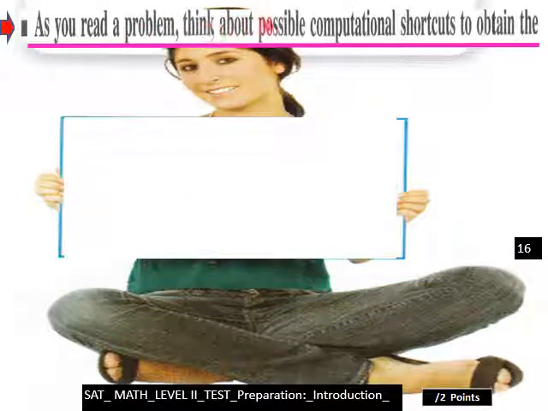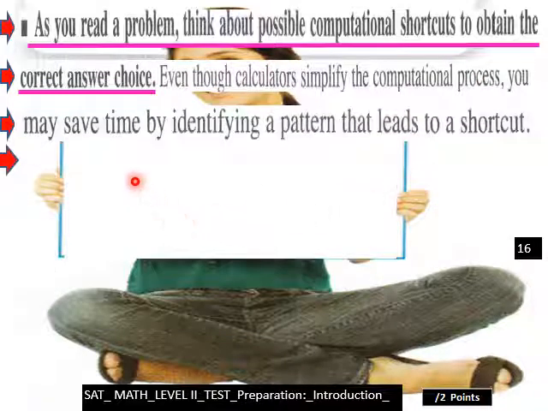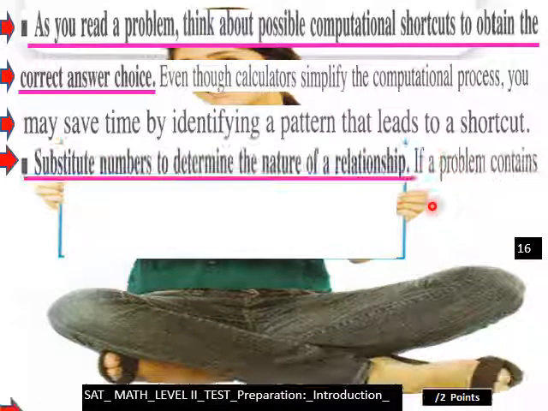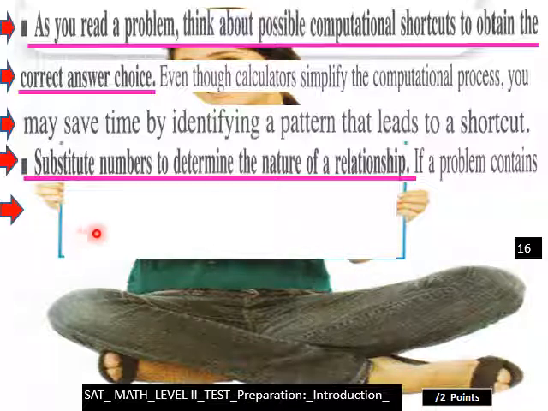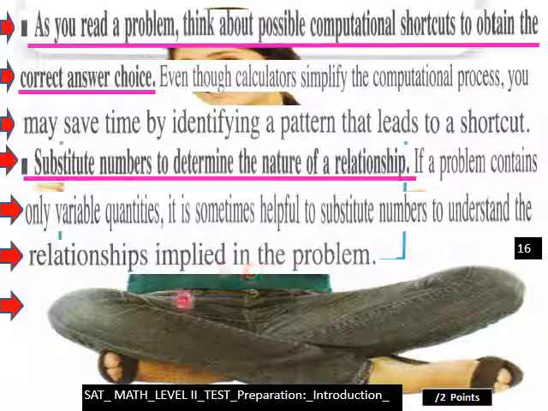As you read a problem, think about possible computational shortcuts to obtain the correct answer choice. Even though calculators simplify the computational process, you may save time by identifying a pattern that leads to a shortcut. Substitute numbers to determine the nature of a relationship. If a problem contains only variable quantities, it is sometimes helpful to substitute numbers to understand the relationships implied in the problem. Think carefully about whether to use a calculator.